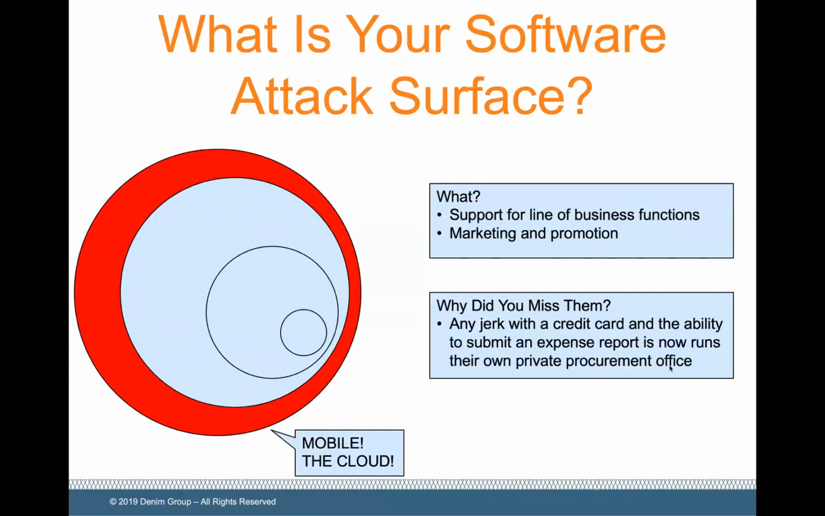Supporting different lines of business, applications that are more for marketing and promotion focused, but they're still part of your attack surface. Why did you miss these? Well, now any jerk with a credit card and the ability to submit an expense report all of a sudden runs their own procurement office. We see this over and over again, and it's really scary. But again, if you look at it from the perspective of these different groups within the business, what they're doing makes perfect sense because they're going out and they're solving their particular business problem.